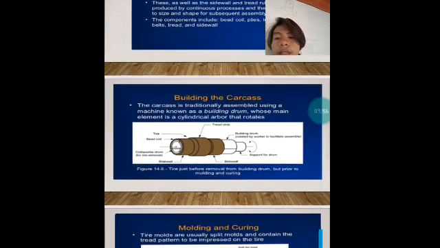So building the carcass. The carcass is traditionally assembled using a machine known as the building drum, whose main element is a cylindrical arbor that rotates.